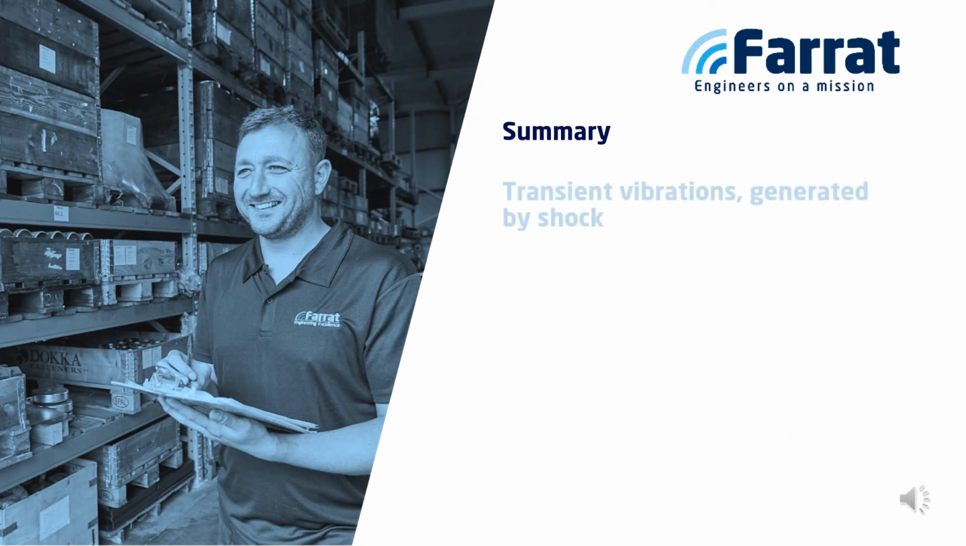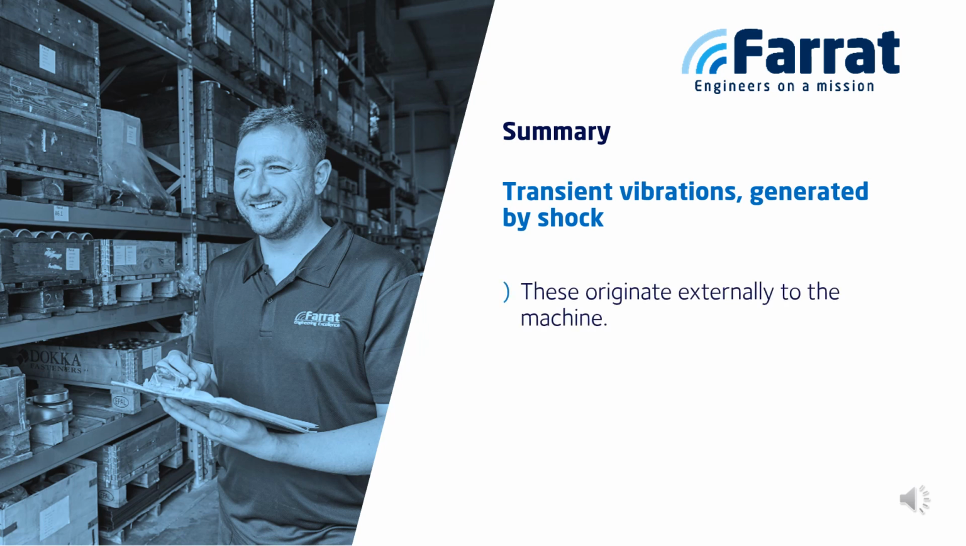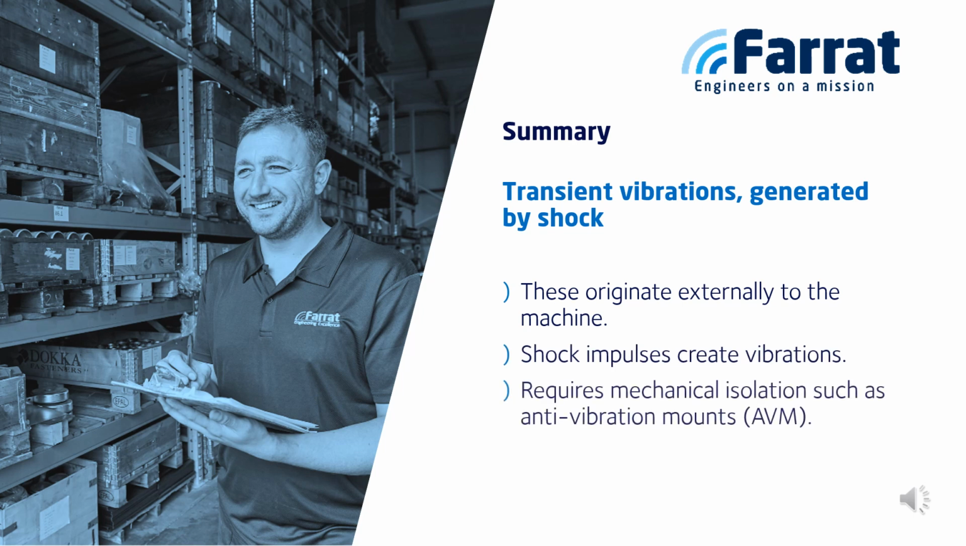And finally, transient vibrations originate external to the machine. Shock impulses create vibrations which emit outward and impact the machine itself, as well as surrounding structures and machinery. Mechanical isolation is required to combat this form of vibration, such as anti-vibration mounts.